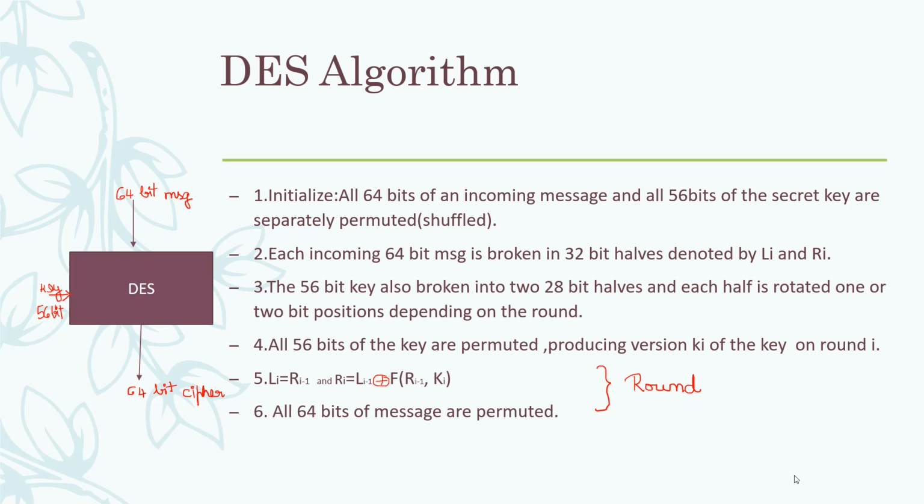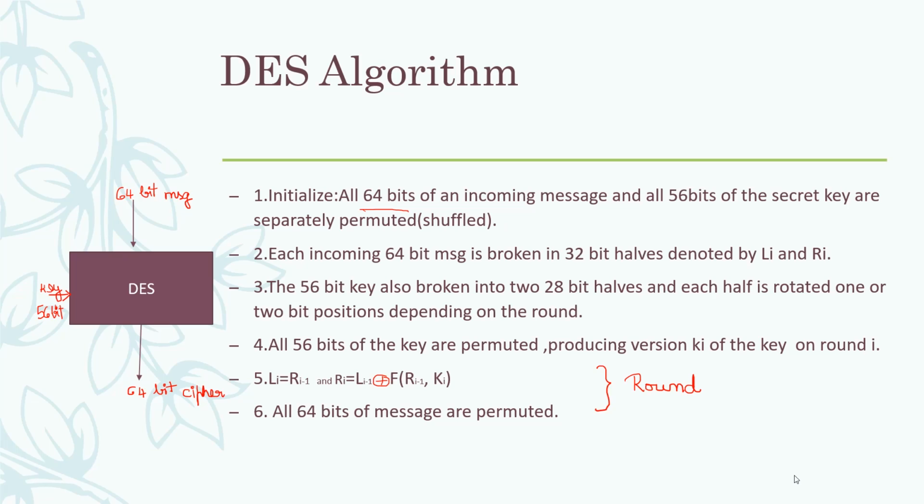DES algorithm. First step is initialization. All 64 bits of an incoming message and all 56 bits of the secret key are first separately permuted, that is, shuffled. Each incoming 64 bits is broken into 32-bit halves denoted as left half and right half. The 56-bit key is also broken into 28-bit halves, and each half is rotated 1 or 2 bit positions depending on the round. All 56 bits of the key are once again permuted, producing version Ki of the key on round i.